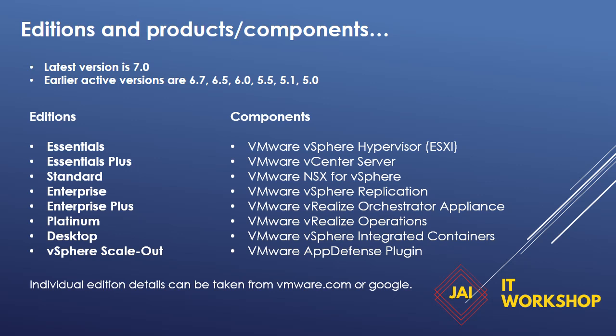So guys, this Platinum edition is available in 6.7 and not available in 6.5 and 7.0. This needs to be taken care of, and all the details for your product combinations you can read on vmware.com, or you can google it. So you will find all the combinations of these editions.